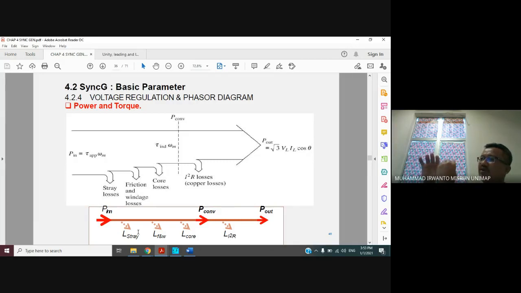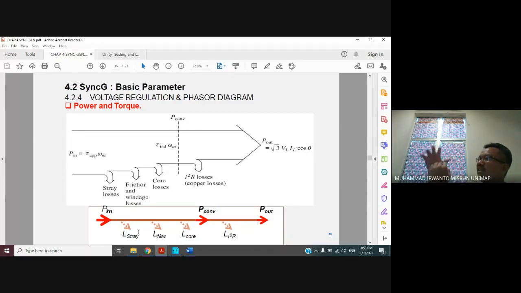Now the input power is equal to the applied torque, because for the rotor to move we need a torque. This torque can be called the applied torque. And when it moves, how many RPM? The RPM can be converted to radians per second. So we call this the mechanical speed, omega m. So the input power is equal to the applied torque multiplied by the mechanical speed.